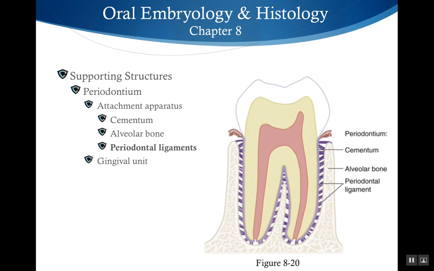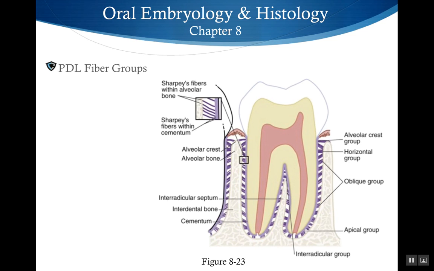So the PDL is both supportive and protective. Okay, those fibers are designed to support the tooth in the socket, as I mentioned before, and they act as a kind of sensory receptor, which is necessary for the proper positioning of the jaws during normal function. In other words, they provide proprioception, so that you know where your teeth come together and you're not biting down way too hard and fracturing teeth while you're chewing. So the PDL consists of 3 different types of fiber groups.